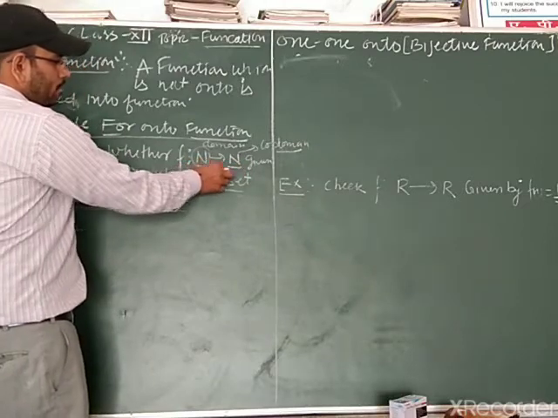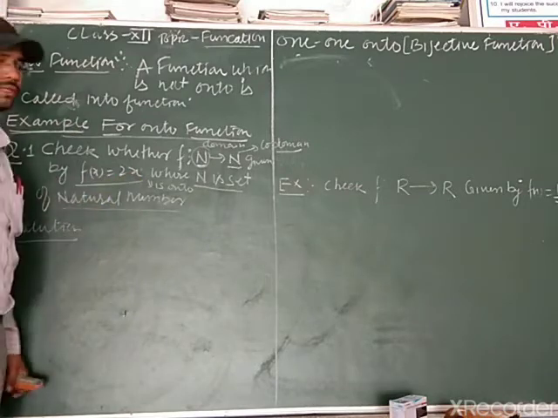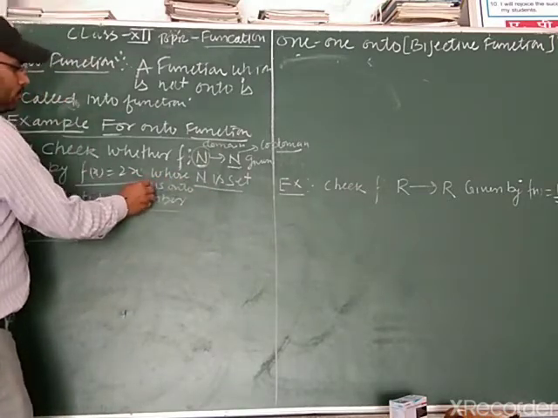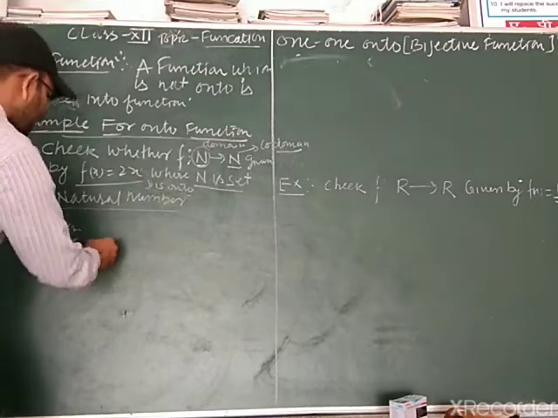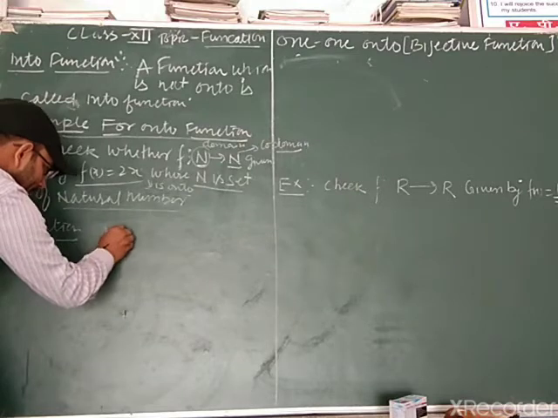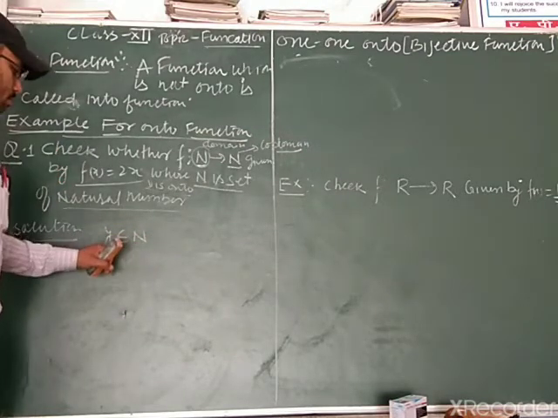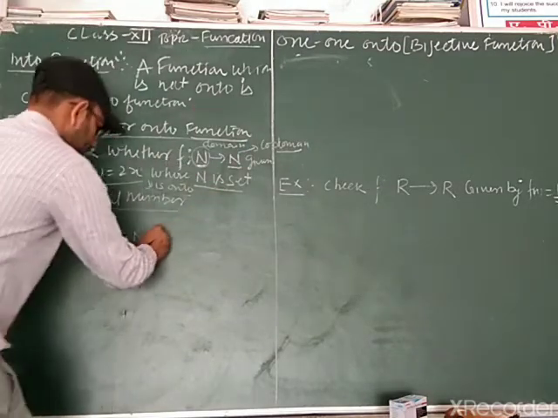from natural numbers to natural numbers. We know that this is the domain and this is the codomain, given by f(x) = 2x, where N is the set of natural numbers. So what do we have to check? Whether the function is onto. Clear? For that, we have to select any element in the codomain.